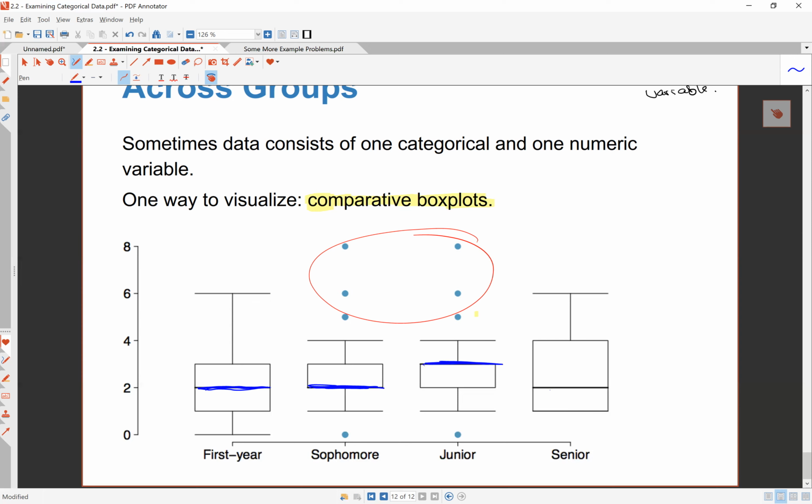But it might be interesting to note here, juniors have a slightly higher median score than everyone else, whose median scores are on the same level. So you can often look at these comparative box plots and say interesting things about how the groups are the same or how the groups are different with respect to that numeric variable of interest.